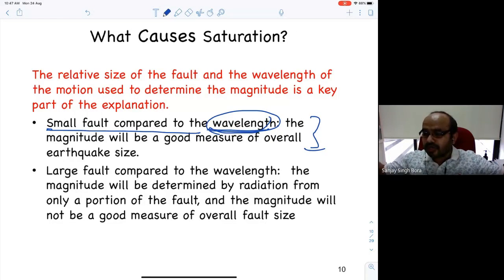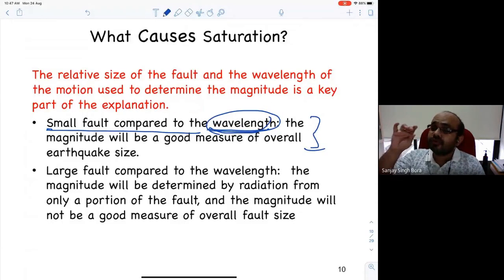As I said, just imagine the wavelength of the wave which you are using to see the fault as a microscope, because we are using signals of different wavelengths. So if your fault is very big and your wavelength is small compared to that fault, you will see only a portion of the fault. You will not be able to see the entire fault. Physically, it is like this. Imagine it from optics, what I am saying. So what you will be able to see is only one portion of the fault.